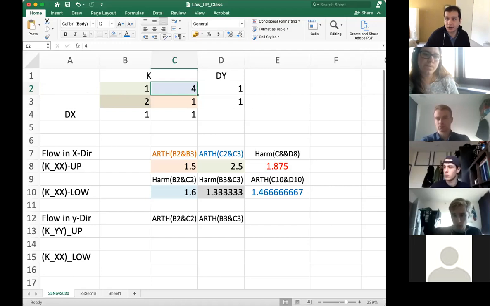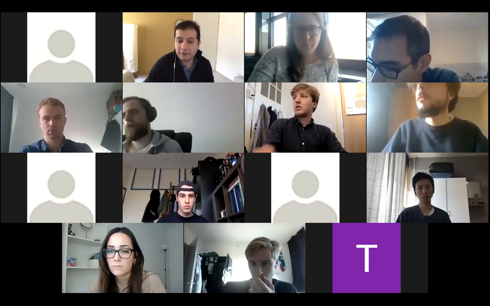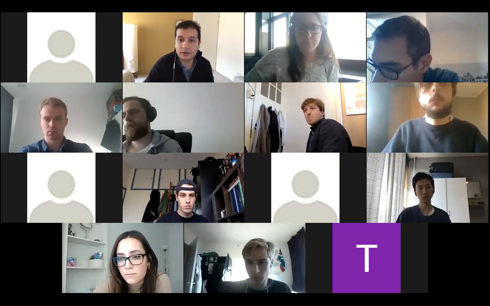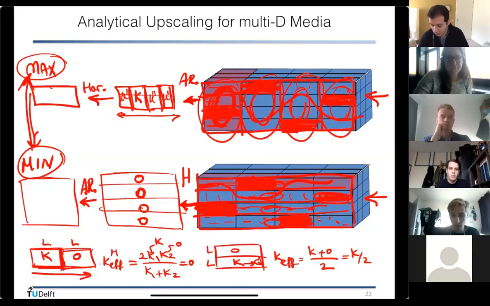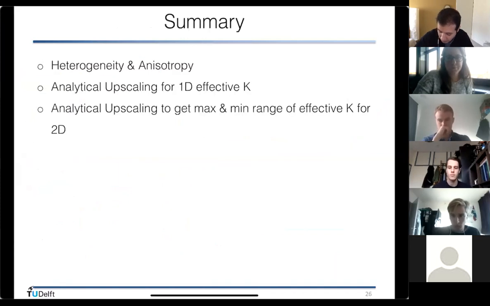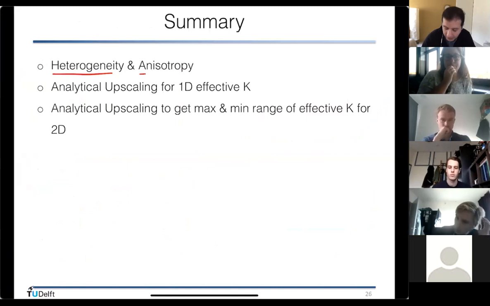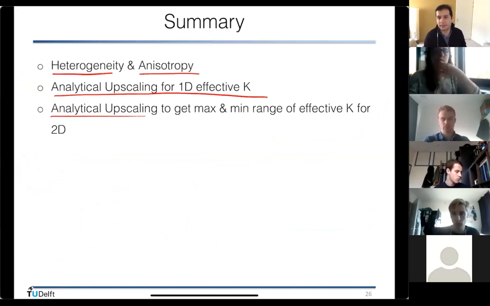And that's all. I hope that today you learned a few things that are extremely important for reservoir engineers and practice: the upper and lower bounds for the flow, the concept of heterogeneity, the concept of anisotropy, and also how to analytically upscale and find effective permeability for a 1D reservoir. And for multidimensional reservoirs, we could find some sort of bounds, a maximum and minimum range of it. And we know reality is something in between.